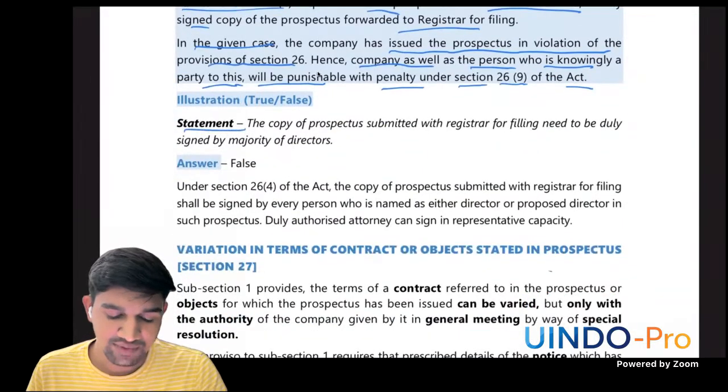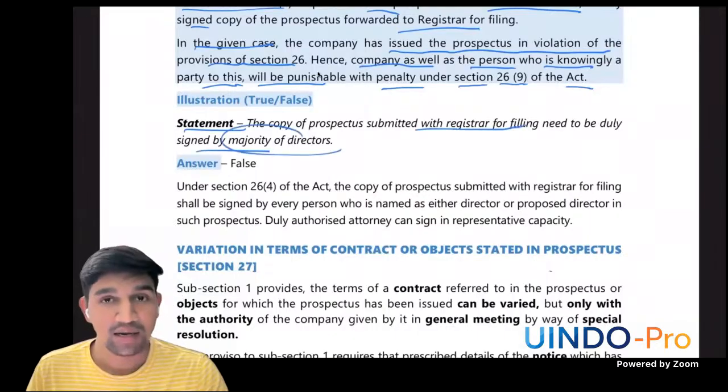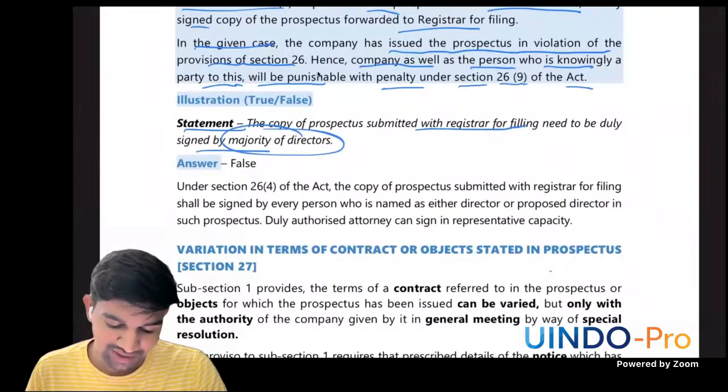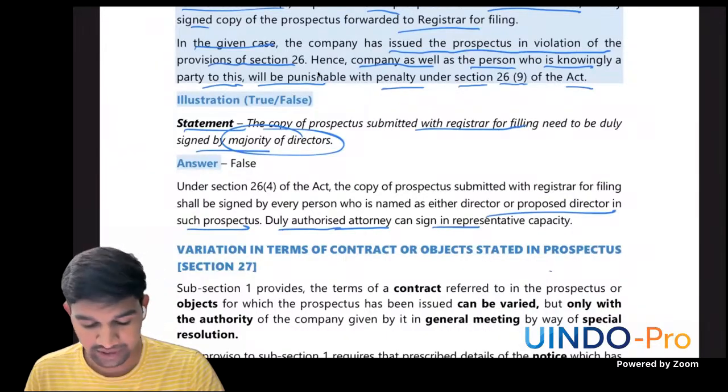Statement, then we will see true or false. They have given a statement that a copy of the prospectus submitted to the registrar for filing needs to be duly signed by a majority of directors. It is false. It should be signed by every director or proposed director mentioned in the prospectus. A duly authorized attorney can sign in a representative capacity.